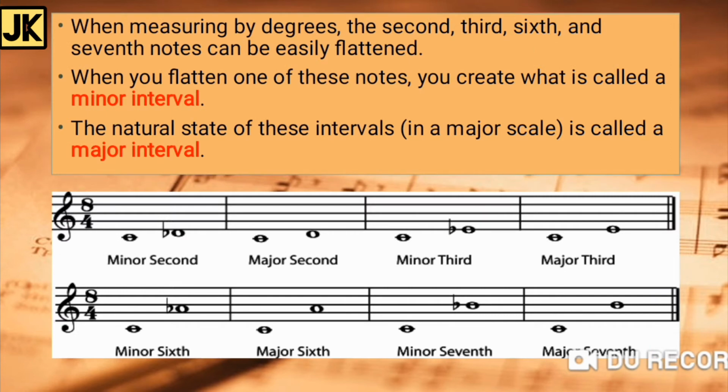When you flatten the D, you will get a minor second, C and D flat. When you flatten the E, you will get a minor third, C and E flat. Similarly, you can get minor sixth and minor seventh.